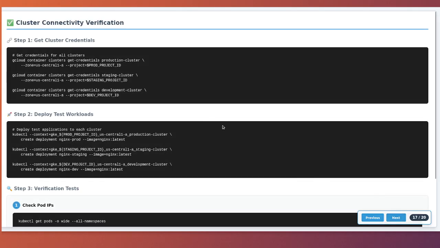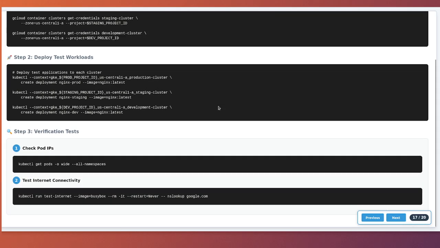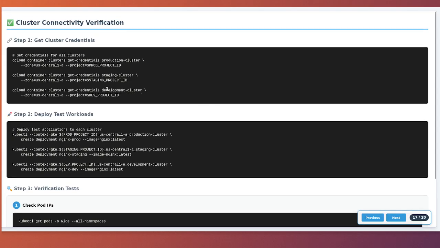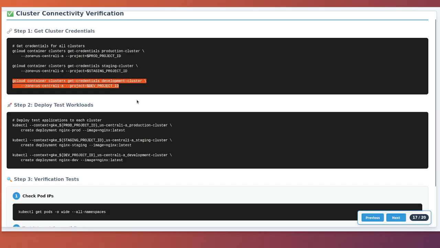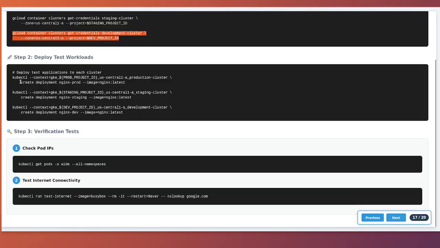Connectivity verification process. After creating the clusters, verification is crucial to ensure everything is working correctly. These tests validate that the shared VPC configuration is functioning as expected. Getting credentials for all clusters sets up kubectl contexts, allowing you to manage multiple clusters from a single workstation. The context names follow a specific pattern that includes project ID and cluster name.